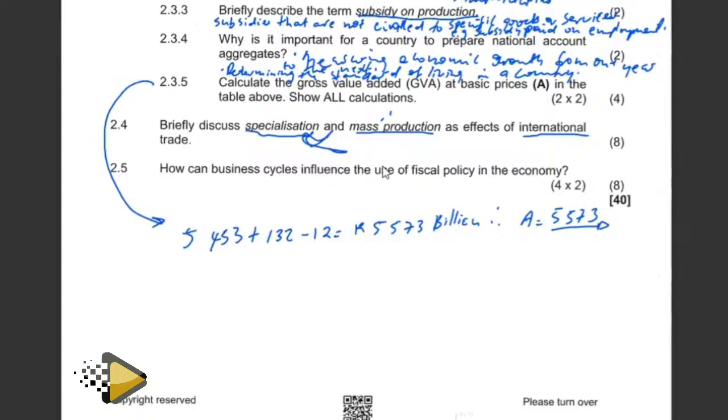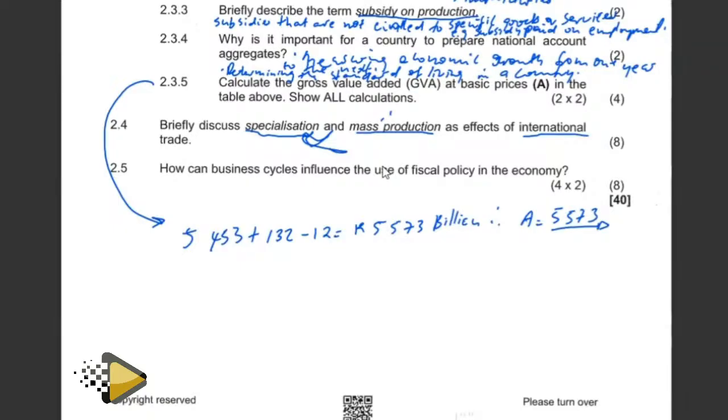Because for that particular country to specialize in production of that particular product or service, it means that it doesn't spend much on the inputs or vectors of production, namely labor, capital, entrepreneurship, as well as natural resources or land. Okay, right. So I did explain what specialization is, what mass production is, and what international trade is.